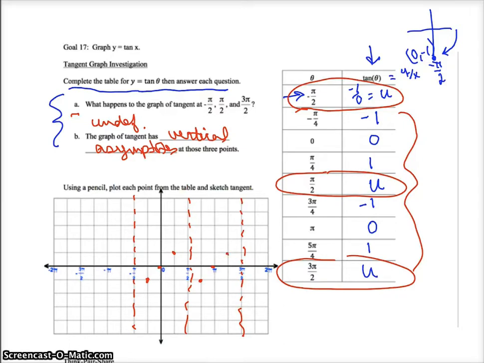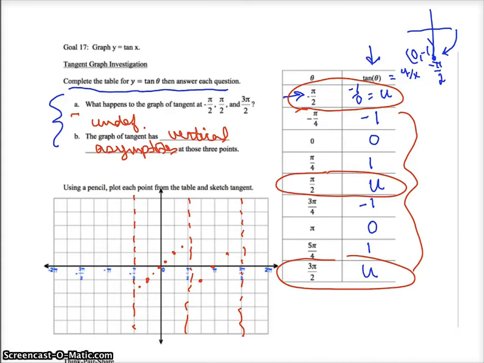Now, I could have also had you sketch all of the 60-degree reference angles and the 30-degree reference angles. For example, the tangent of 30 degrees, or pi over 6, is the square root of 3 over 3. The tangent of 60 degrees is the square root of 3. And that would have given you additional values to plot. But I felt like these would be enough.